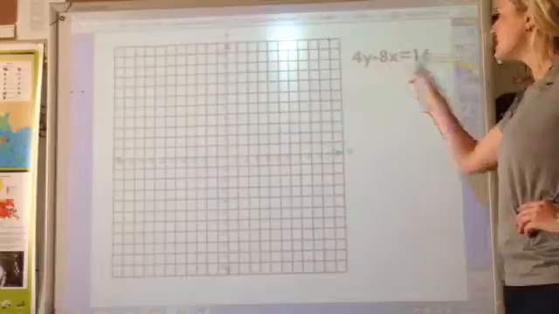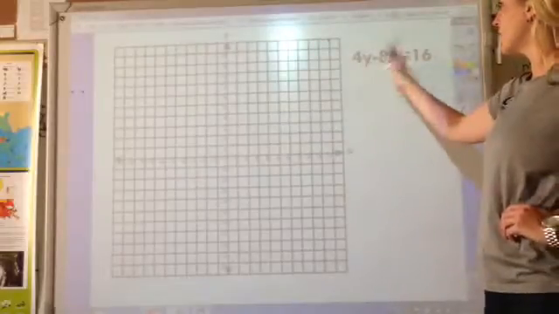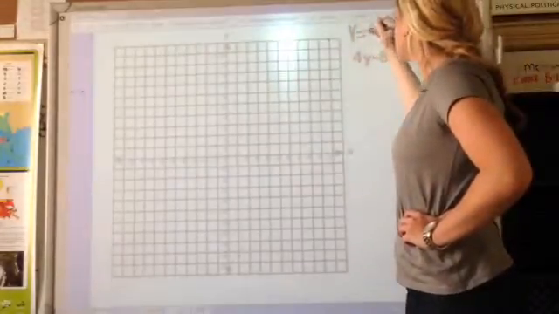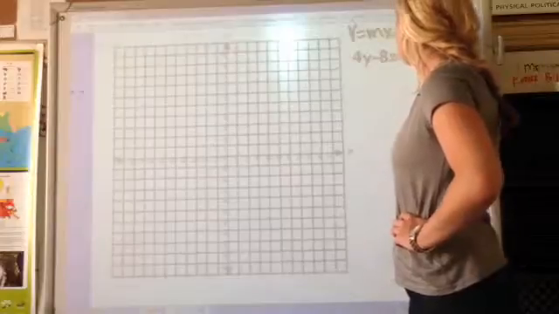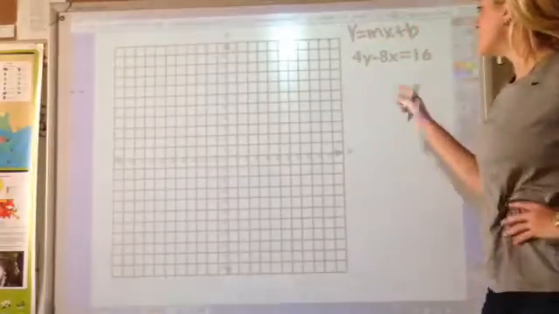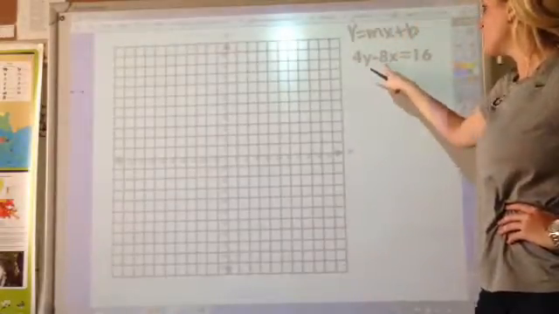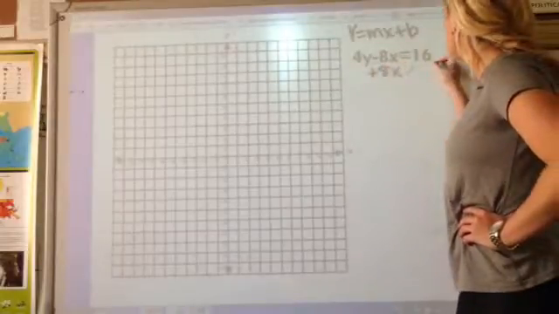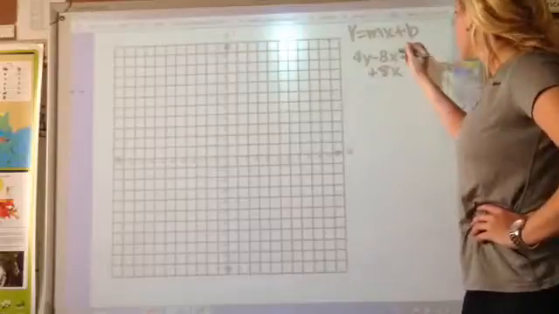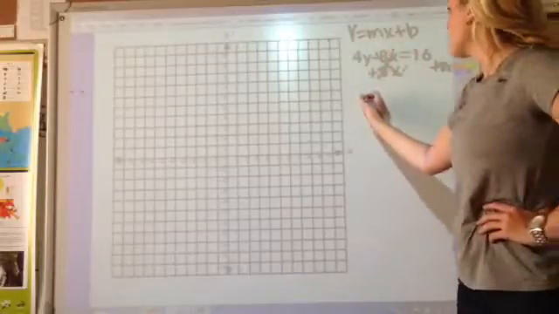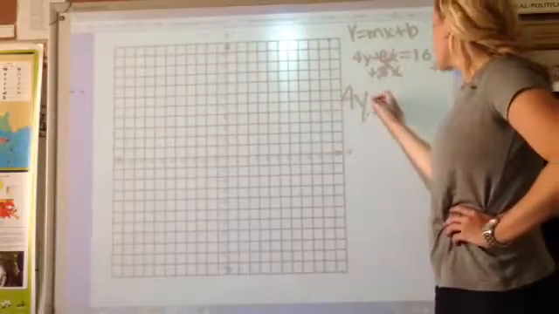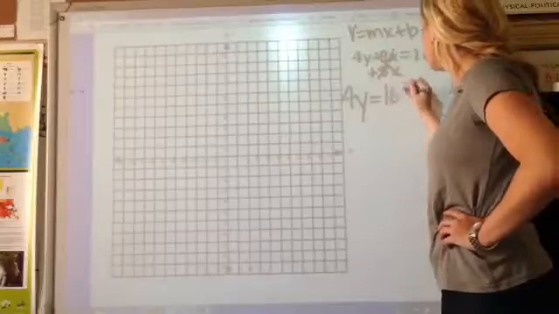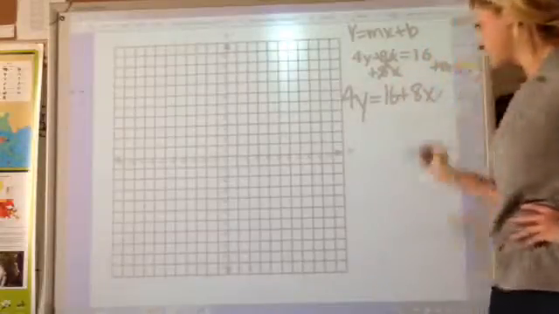Again, I see that this is not in proper slope-intercept form because y is not on one side by itself. So the first thing I need to do is I need to get y alone. So I'm going to have to get rid of this 8x. The way I get rid of it is, of course, I add it to both sides. My 8x's will cancel out. I'm left with 4y equals 16 plus 8x.